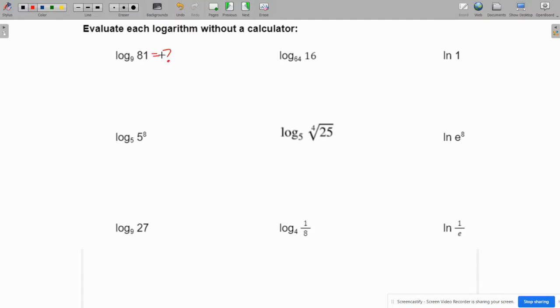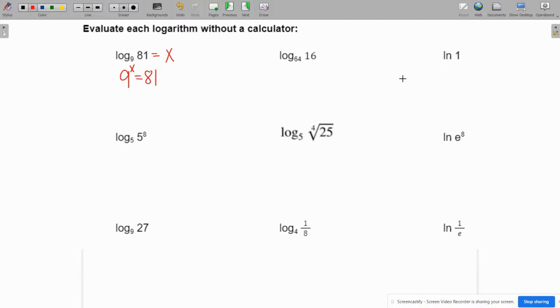So you can set it equal to a question mark, or you could even put a variable there. But in doing this, you now have an equation that you're solving. And because we know this equation, we can go back to how we would rewrite a logarithm in exponential form. So log base 9 of 81 equals x is the same thing as saying 9 to what power, or 9 to the x power, equals 81.